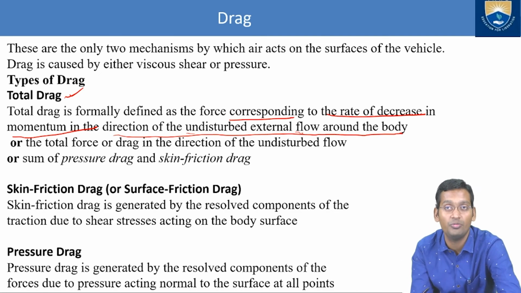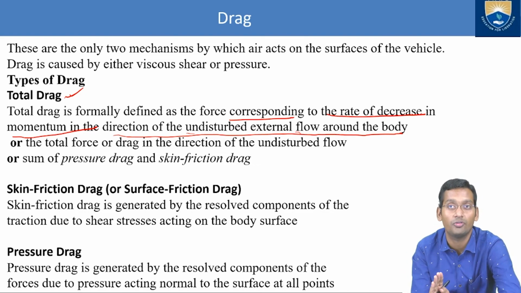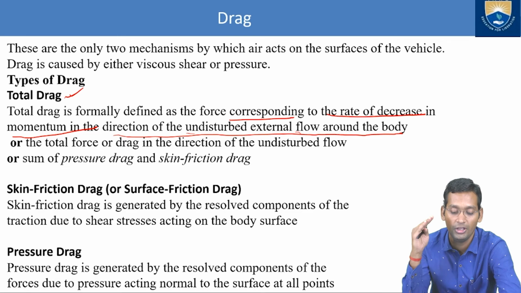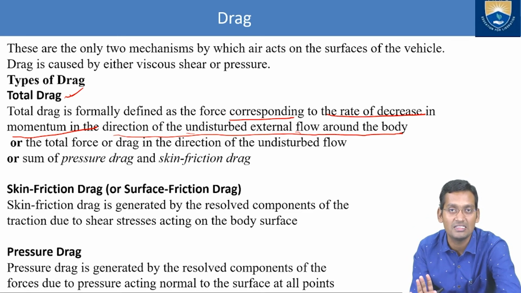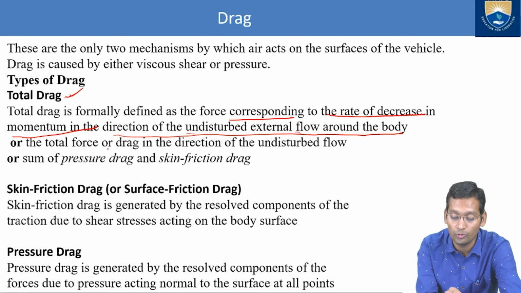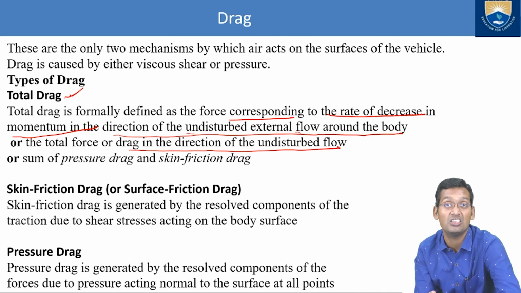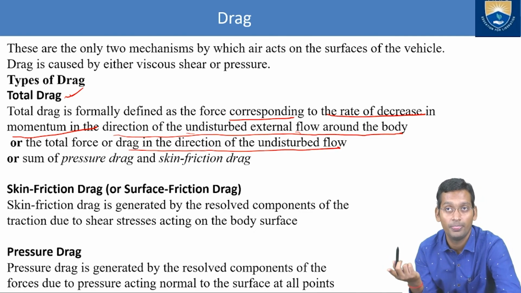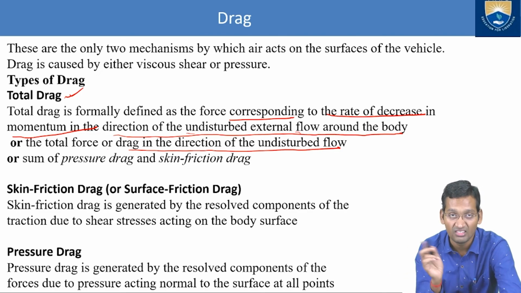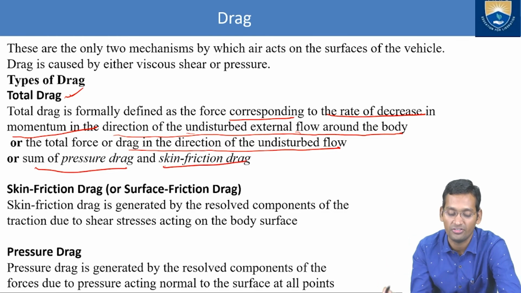Again, what is the undisturbed external flow? Once the flow is disturbed, we cannot say that what we measure is due to that alone. Whatever we are measuring should be in reference to a uniform flow, so the flow should be undisturbed. Then whatever they experience is the drag. In other words, it is the total force or drag in the direction of undisturbed flow, or the sum of pressure drag and skin friction drag.